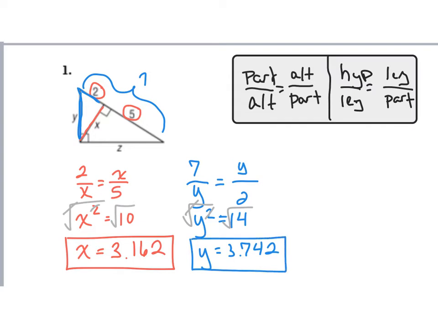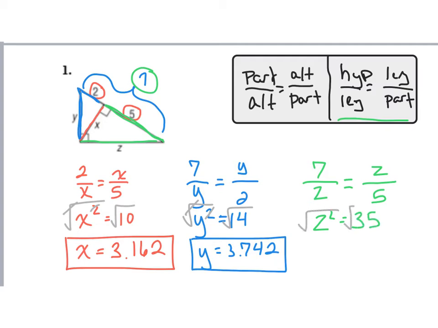All right, so then I have one more, z. Z is also a leg, so it's going to be the second formula over here. My leg is the geometric mean between the whole hypotenuse and the part of the hypotenuse closest to that leg, which in this case is 5. So when I cross multiply, z squared equals 35, square root, and z equals 5.916.